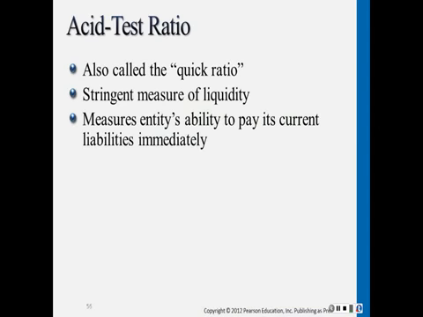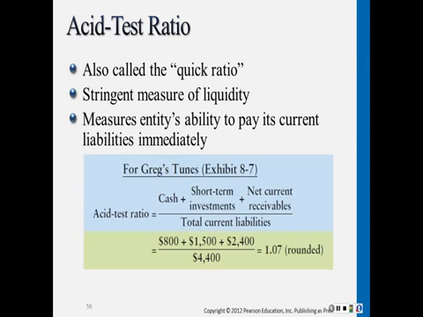A more stringent measure of ability to pay current liabilities is the acid test ratio, or the quick ratio. The acid test ratio reveals whether the entity could pay all its current liabilities if they were to become due immediately. The higher the acid test ratio, the more able the business is to pay its current liabilities. What is an acceptable acid test ratio? That depends on the industry. The acid test is calculated as cash plus short-term investments plus net current receivables divided by total current liabilities.